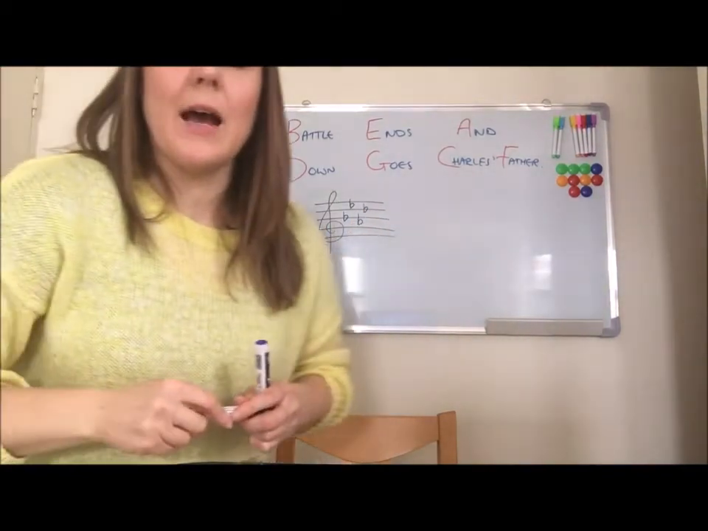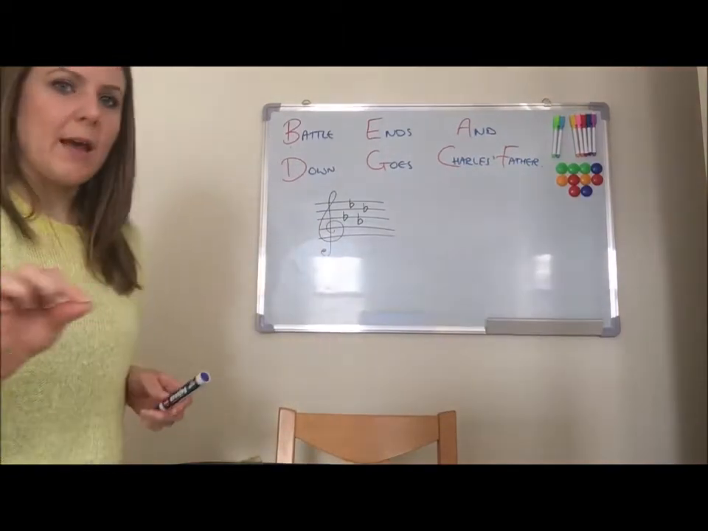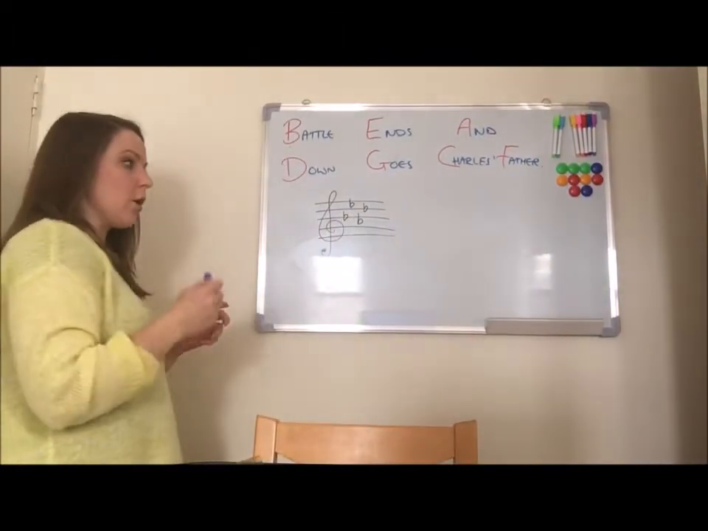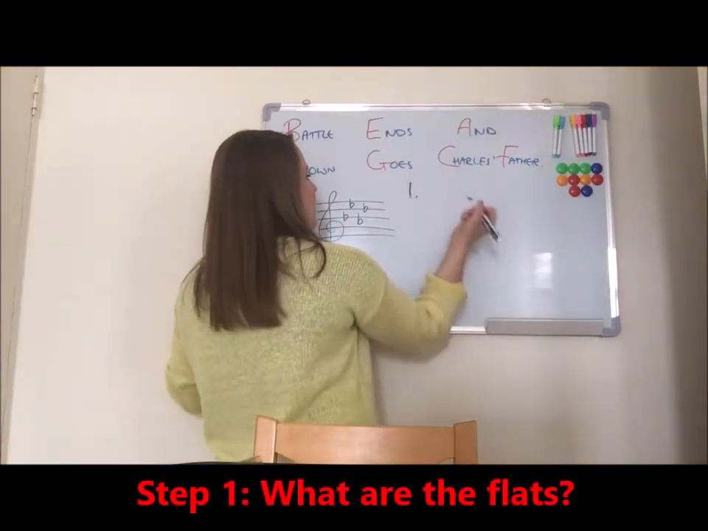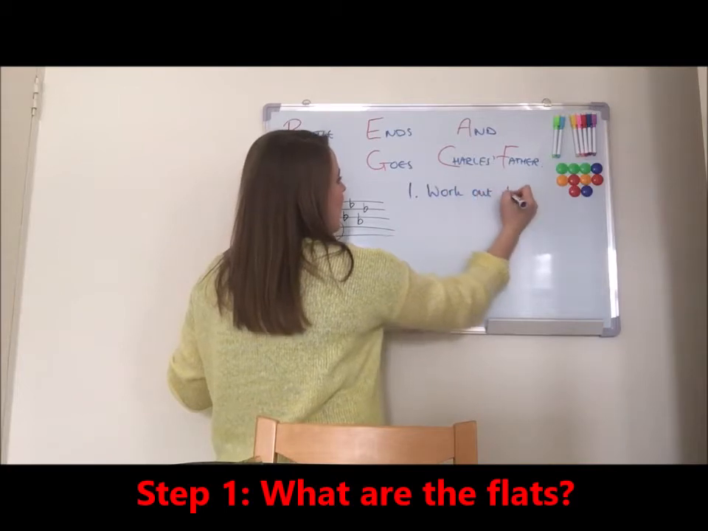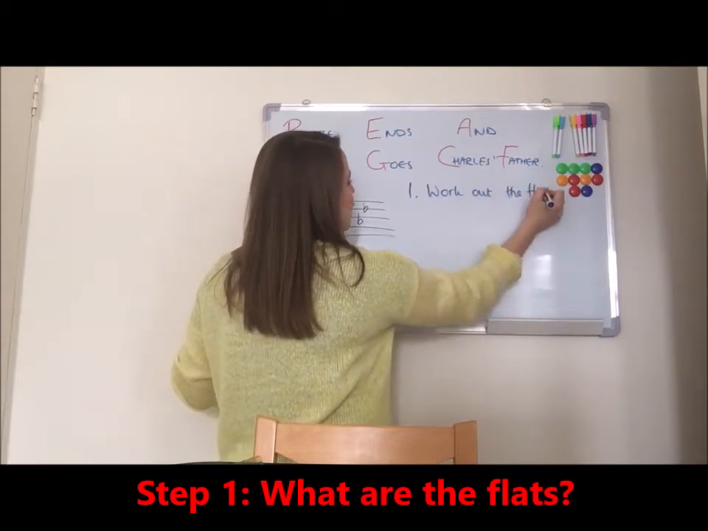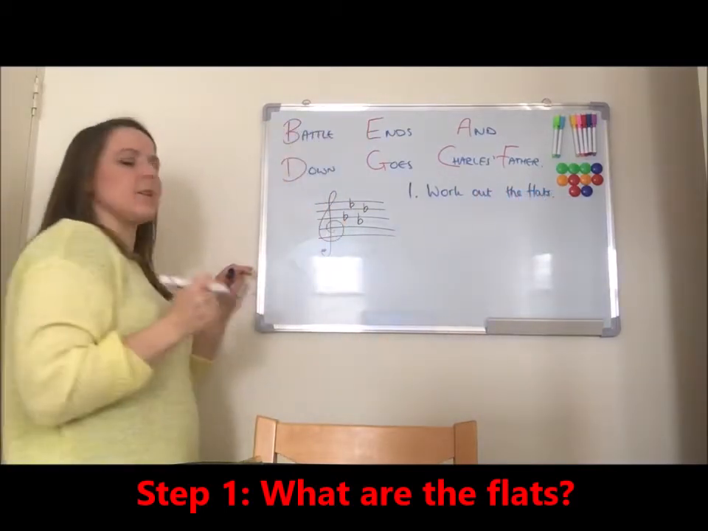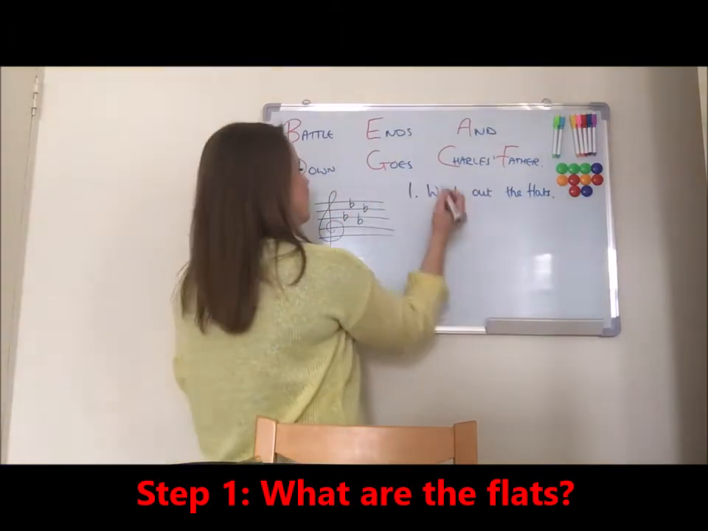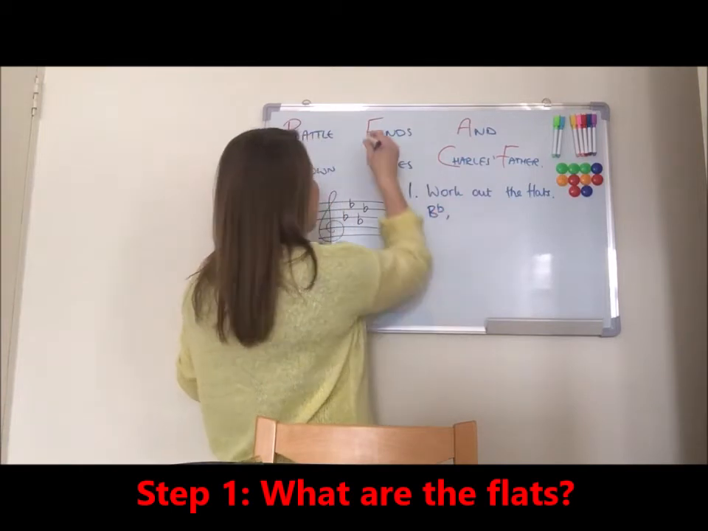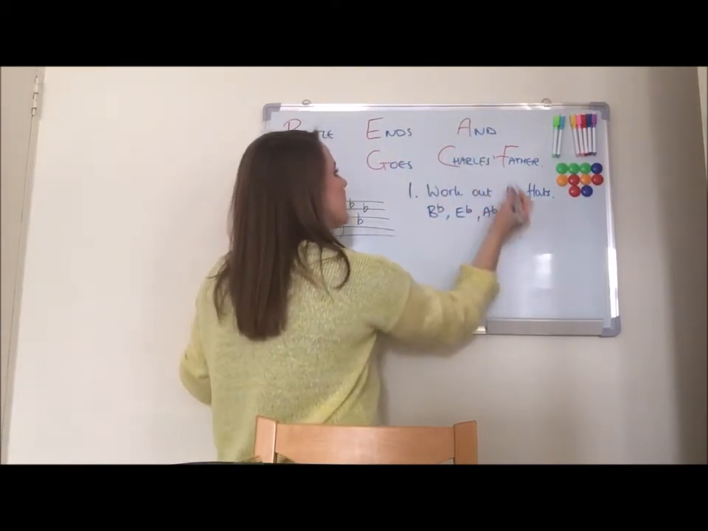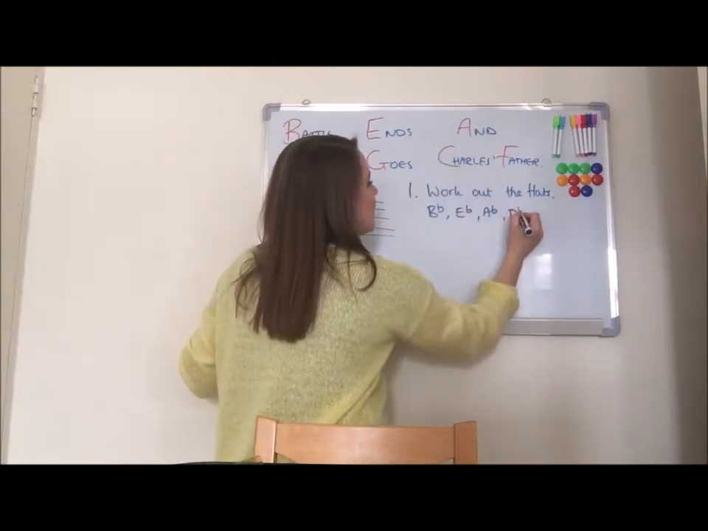Okay, now slightly different steps if you want to figure out the name of the major key signature with flats. So step one, first of all, work out what are the flats. Same as we did with the sharps. I've got a key signature with four flats. I need to know what the four flats are. So battle, B flat, ends, E flat, and A flat, down, D flat.